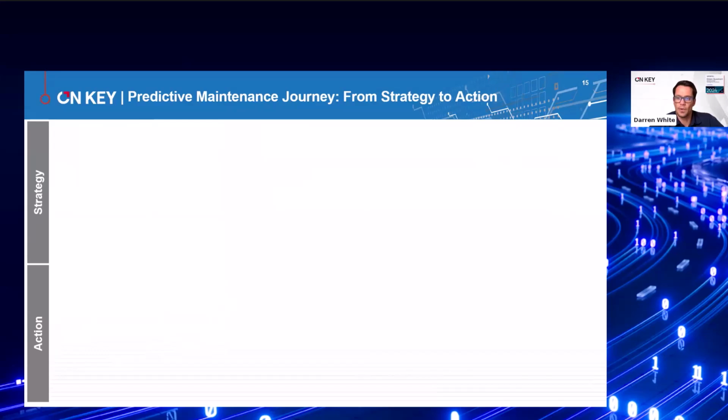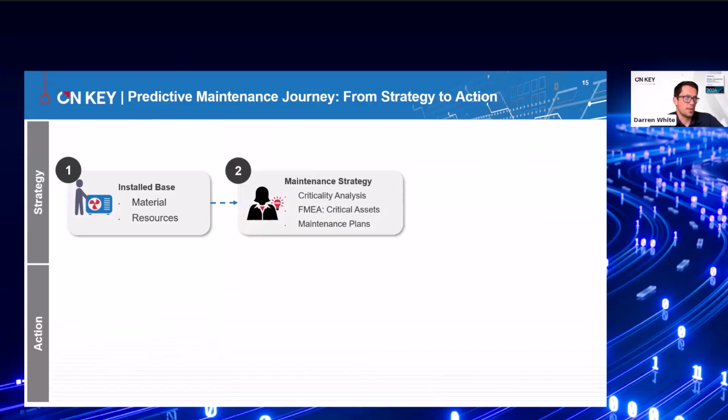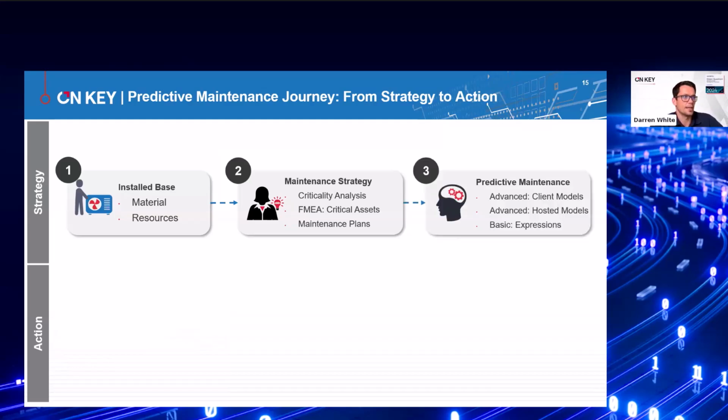Like I said, you need to start with your maintenance strategy. So here you start with your installed base. Now you can create your installed base with your materials, your resources, and you can integrate your ERP if you want to also understand how your installed base should look like. And then, like I said, maintenance strategy. You need to prioritize your maintenance on your assets, and you need to understand what the criticality of your assets are. Perform a FMEA, so understand how your asset can fail, and this is typically done on critical assets. And then the output is a maintenance plan for your asset.